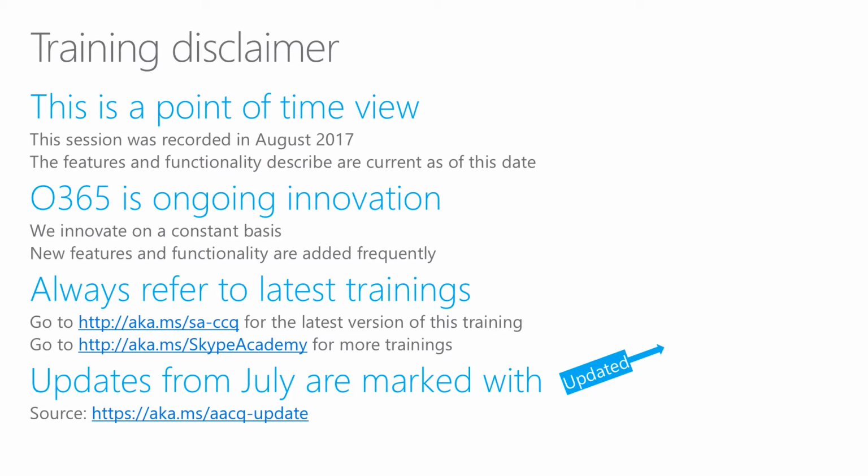This is a point in time view, and this session was recorded in August 2017. Office 365 is constantly going through innovation. This means that we innovate on a constant basis. We actually had a lot of updates from July, and we've marked them bright blue with the updated button. If you've gone through the training before, if you have some experience with call queues, please pay special attention to the blue updated portions because those are new to you.